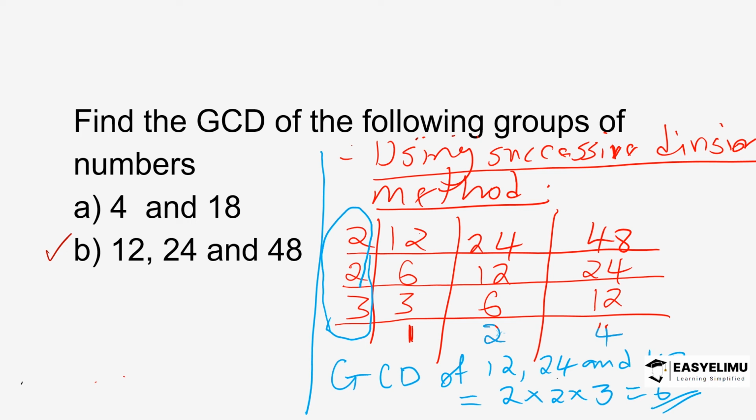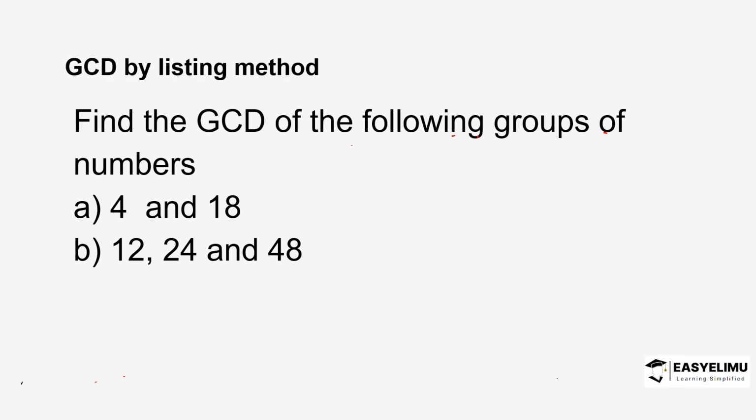So you still get the same answer as what you got when you used the listing method. So that is how we find the GCD of a given set of numbers using the listing method and also using the successive division method. By listing method, you're supposed to find the GCD of the given numbers, and that is what we did in the previous example.